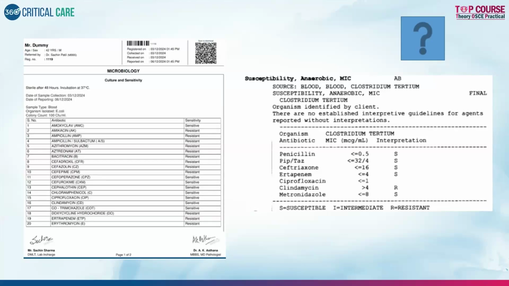We are not going into any specific details. Which type of reporting is better, the one with the Clostridium tertium or the one with the E. coli?